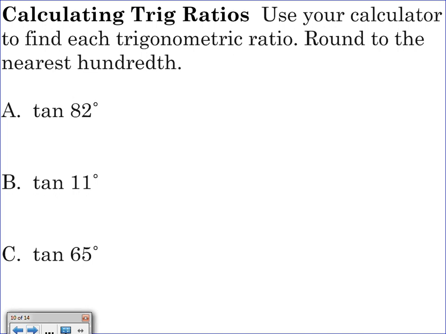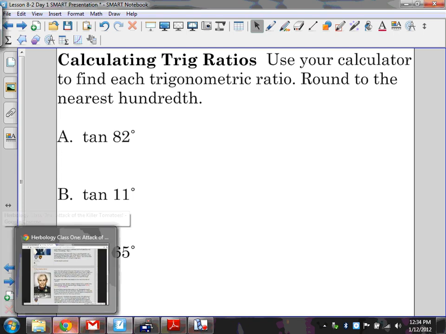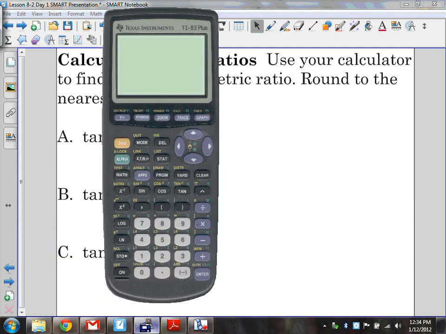TAN. I would get in the mode of closing the parentheses because sometimes it will affect it. So tangent 82 degrees. So let me pull up my calculator here. Okay. So tangent. Oops, I need to turn it back on.